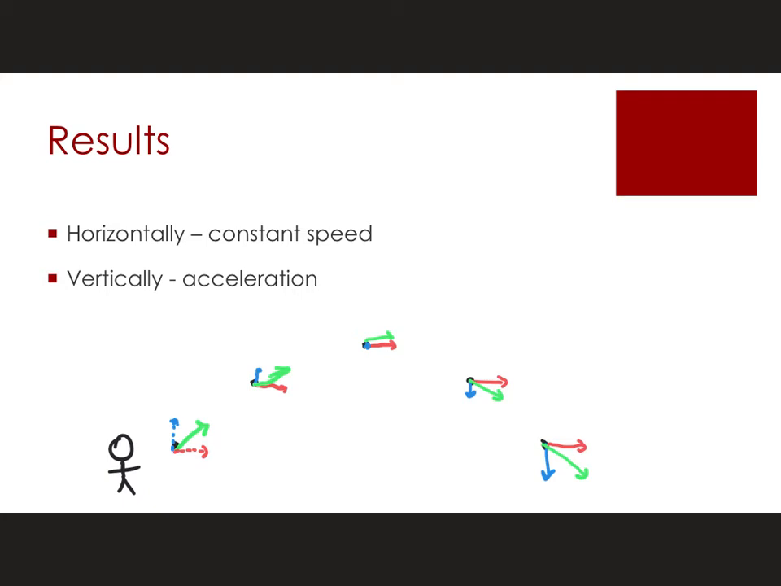Now, when we do our calculations then, because we have different types of motion happening in these two directions, we can't use the same equations. Horizontally, we can use the equation v equals d over t, but vertically, because it's accelerating, we can't use that equation. We have to use the SUVAT equations. And for that reason, we're going to have to keep our information very separate when we do our calculations.